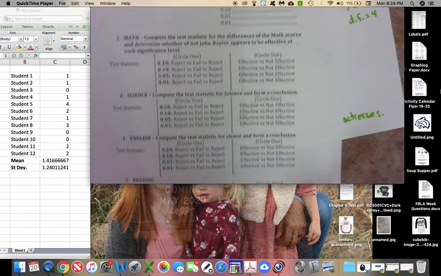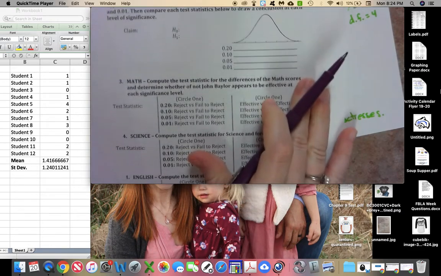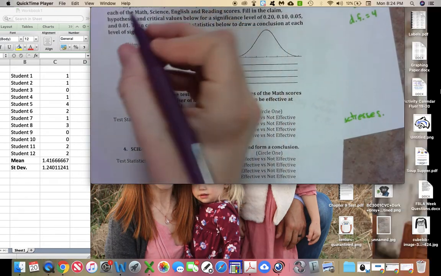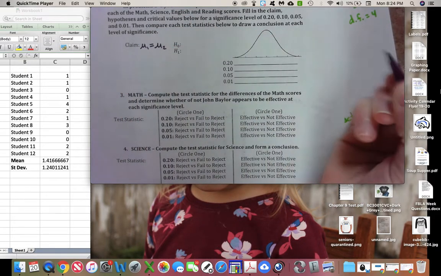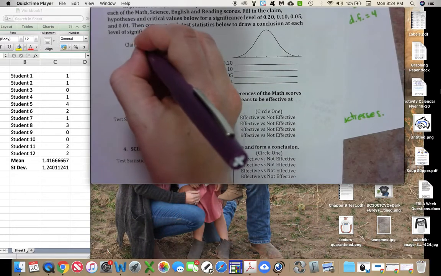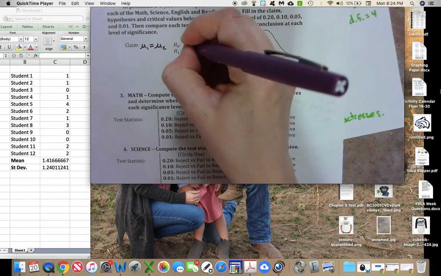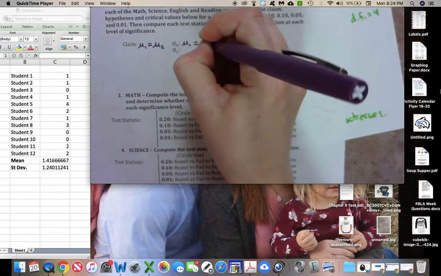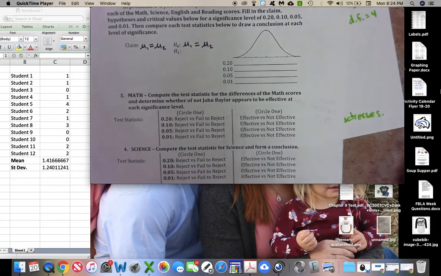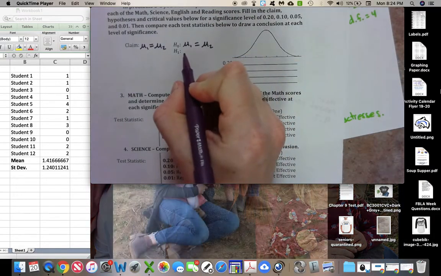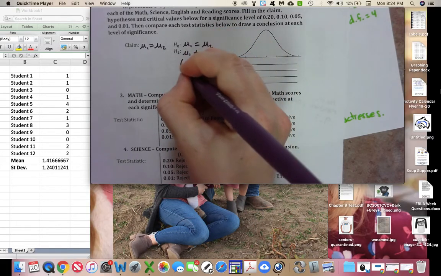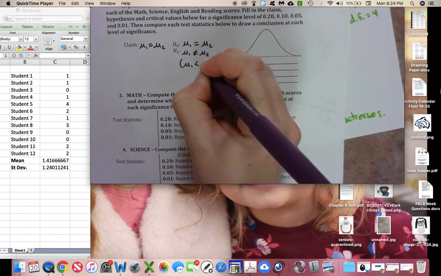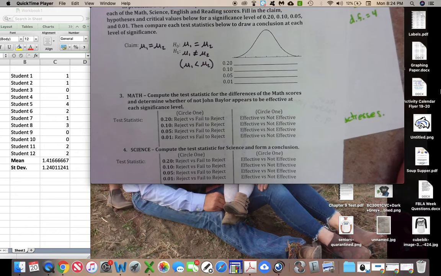Okay. So what I'm going to do is we're going to set this up exactly the same as we did before. The claim is going to be that the average for the first one is going to be the same as the average for the second one. Okay, so before John Baylor was the same as after John Baylor, which we're hoping that the average after John Baylor is higher, but that's what we're claiming. We're testing the claim, okay? mu1 is not equal to mu2, which is probably going to mean that mu1 is less than mu2, or after John Baylor is higher than before John Baylor, okay?